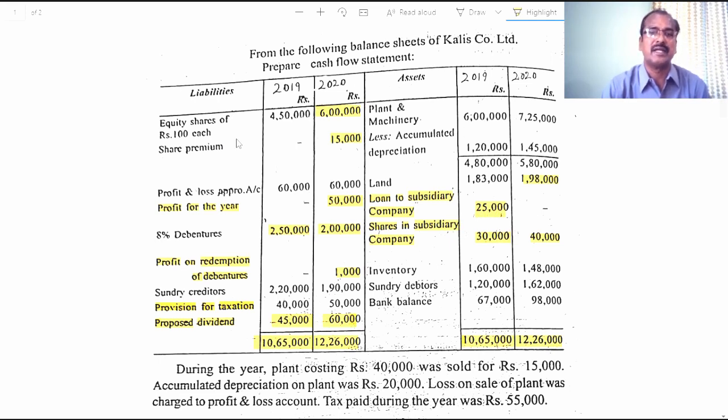You are given items like equity share capital, shares of 100 rupees each, opening balance 4,50,000, closing 6 lakh rupees. You find an increase of 1,50,000 rupees in the value of equity share capital. You also find a new item in the current year, that is a securities premium amounting to 15,000 rupees. Therefore, an additional issue of shares for the value of 1,50,000 rupees has been made at a premium of 15,000.